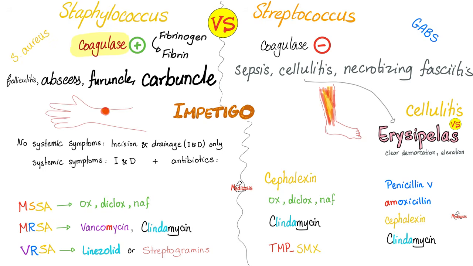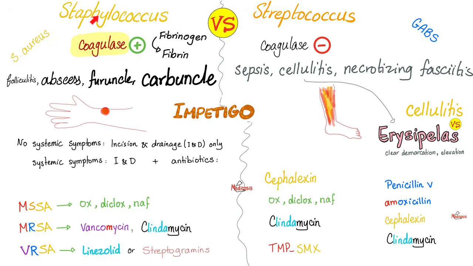Conversely, Strep is coagulase negative. No one is going to stop it. It's going to spread. Sepsis, cellulitis, necrotizing fasciitis. These are wide, diffuse lesions. How about impetigo? Well, if you're talking about the non-bullous impetigo, this could be caused by Staph or Strep. But if you're talking about bullous impetigo with bullae and blisters, this is Staph only.